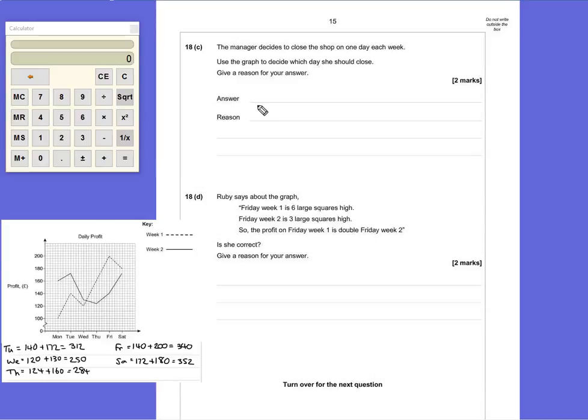Question 18c. The manager decides to close the shop on one day each week. Use the graph to decide which day she should close. Give a reason for your answer.